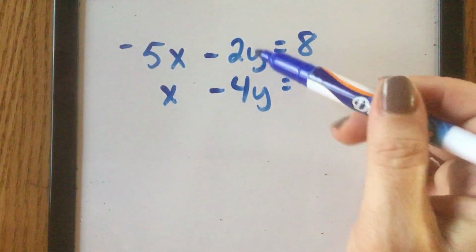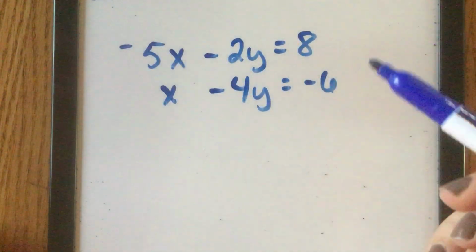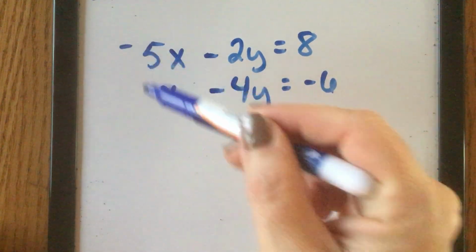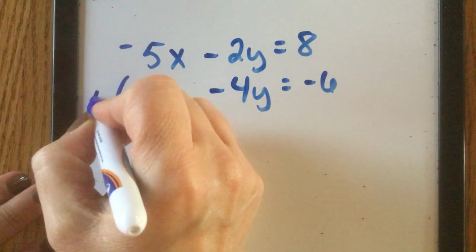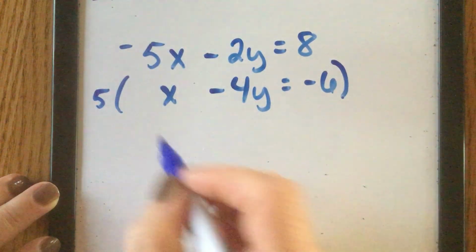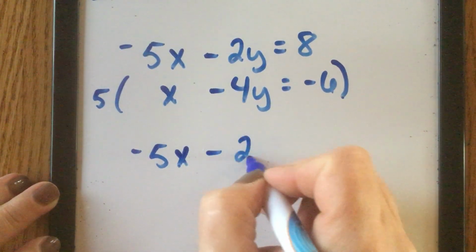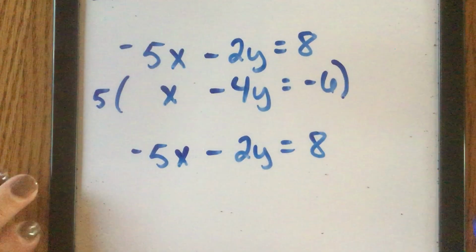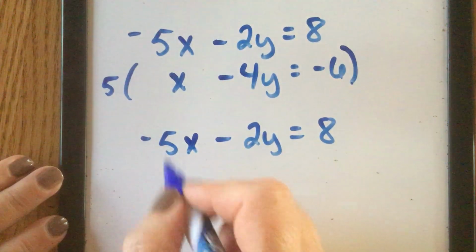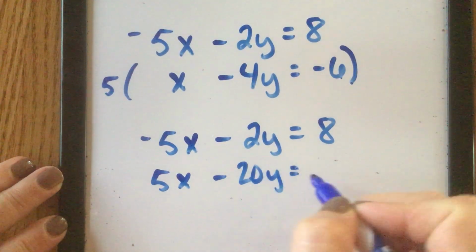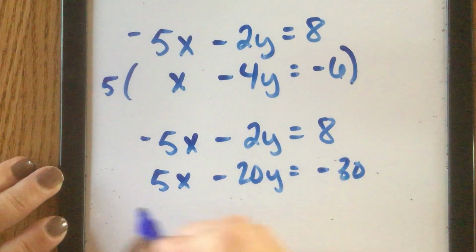Now I could choose to get my y's to cancel out here. I could multiply the top by negative 2, but I'm going to multiply my bottom one by 5 because I already have a negative there and a positive there. So if I multiply this by 5, my top equation is going to stay the same. Negative 5x minus 2y equals 8. And then the bottom equation becomes positive 5x minus 20y equals negative 30.